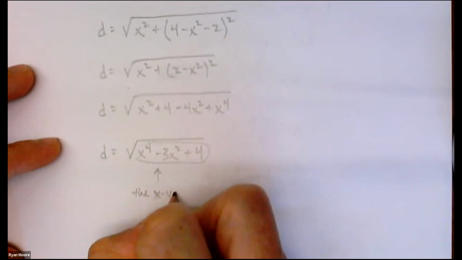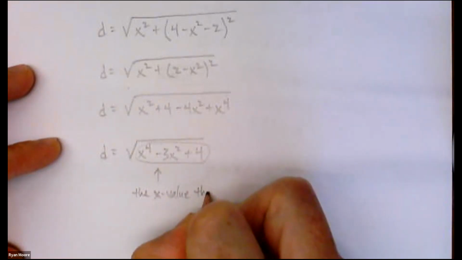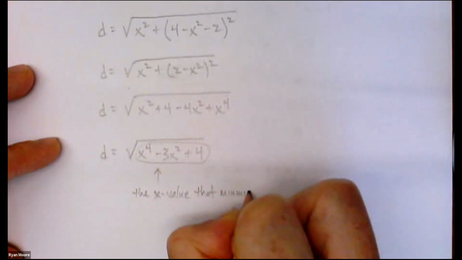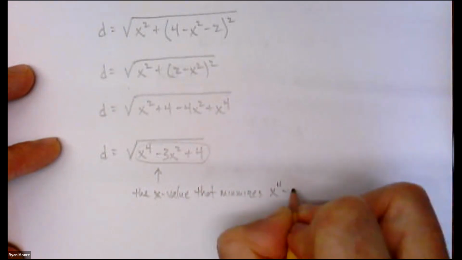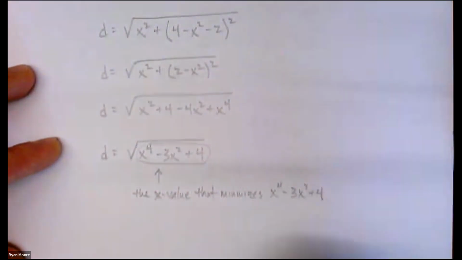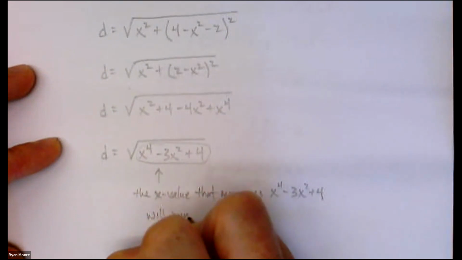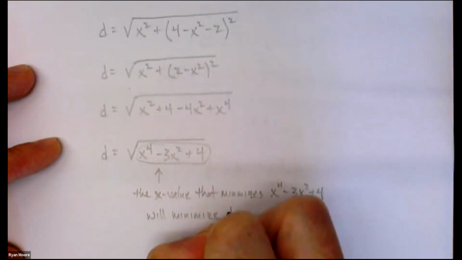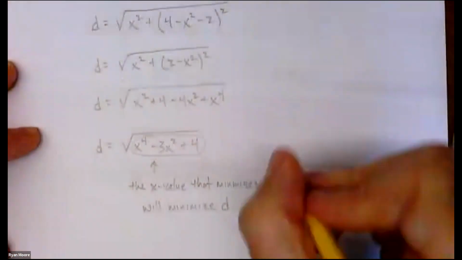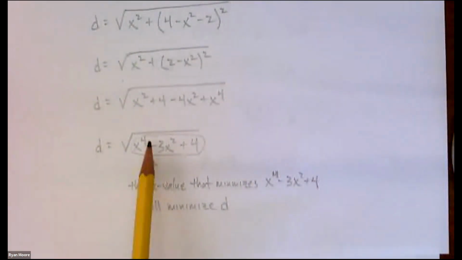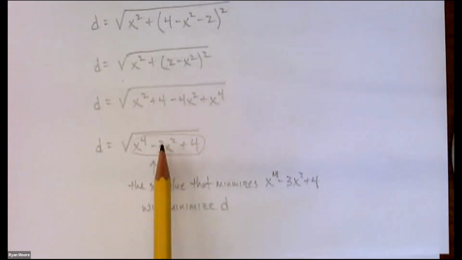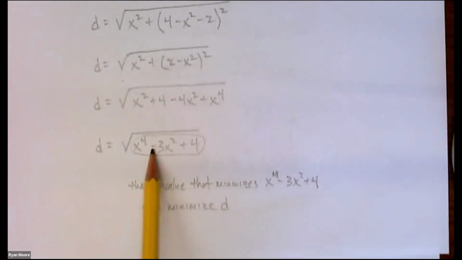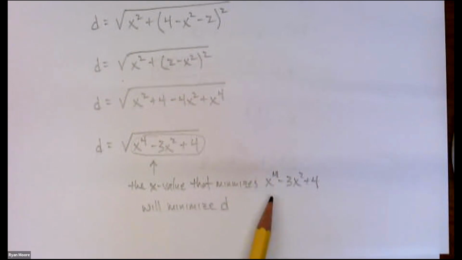The x value that minimizes x to the 4th minus 3x squared plus 4 will minimize d. And hopefully you agree, yeah, if we just minimize what's inside here, we still got to take a square root, but that's the x value that will do it. Okay, well, if that's the case, then why even bother thinking about the square root?